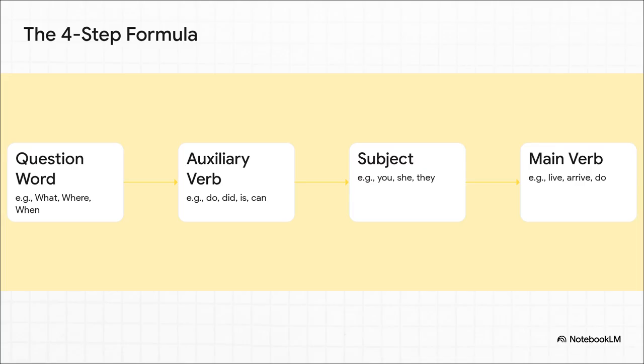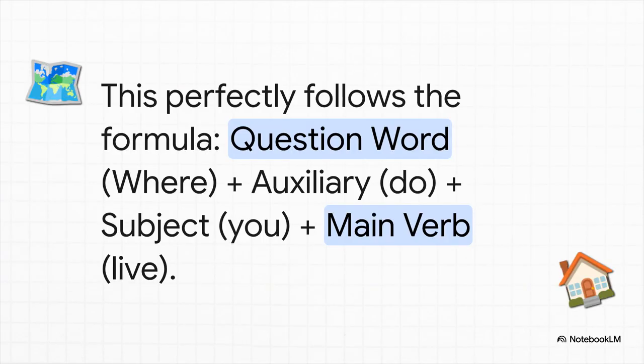Let's see how this works in real life. Let's take a look at a super simple example. Where do you live? It follows our formula perfectly. Question word, where. Auxiliary verb, do. Subject, you. And the main verb, live. See? 1, 2, 3, 4. It really is that simple.